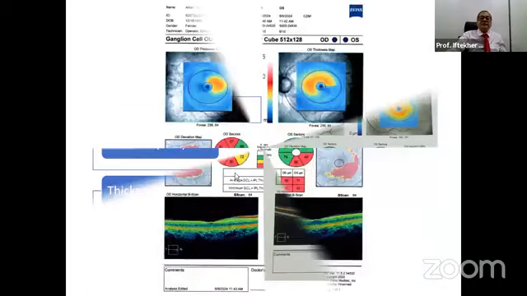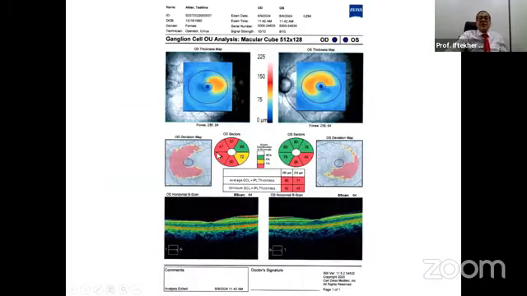Let us see this printout of the Cirrus ganglion cell analysis. The signal strength is acceptable, and in the macular scan, the macula is healthy. In the thickness map, we see thinning in the inferotemporal region, and a similar finding in the sectoral region. And in the deviation map, we also see a wedge-shaped deviation. So by all these segments, we can say there is retinal ganglion cell loss.